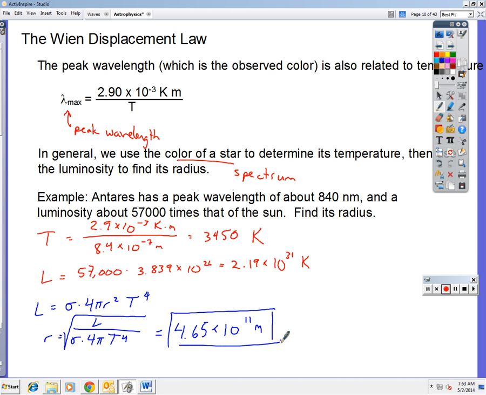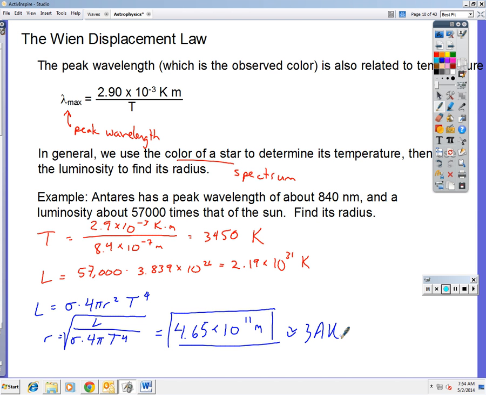Now, that's a big number, but the question is, how big is it? Well, it's approximately equal to 3 astronomical units. So if Antares were to suddenly replace the Sun, Mercury, Venus, Earth, and Mars would all be inside Antares. That's how big it is. And so would part of the asteroid belt. So Antares is really big. It's what we call a red giant. We'll learn about those a bit later.